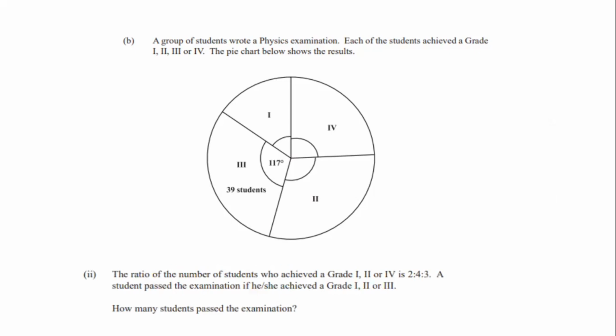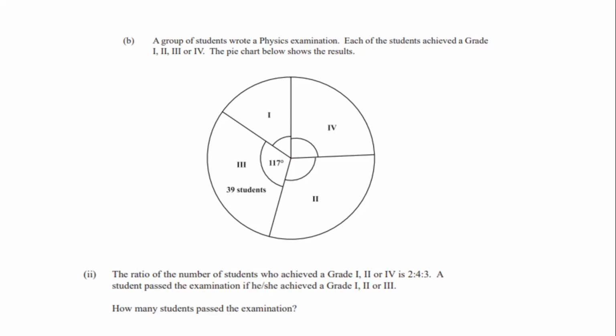Part 2 now says the ratio of the number of students who achieve the grade 1, 2, or 4 is 2 to 4 to 3. A student passed the examination if he or she received a grade 1, 2, or 3. So how many students passed the examination? So what we know is that from this ratio that they're giving us, the 2 to 4 to 3, which represents grade 1, 2, or 4, that would give us a total ratio of 9.